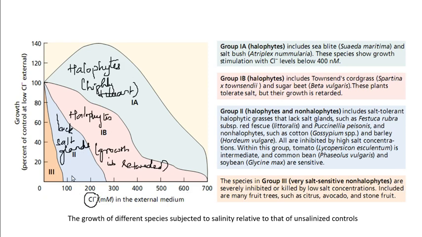Number 3, these species are very much sensitive to the salt concentration. So number 3 are the non-halophytes. Okay, they are very sensitive to the salt concentration. See, their growth rate is so less in response to a very low concentration of chloride ion. Clear? So non-halophytes include citrus, avocado, stone fruit, etc.